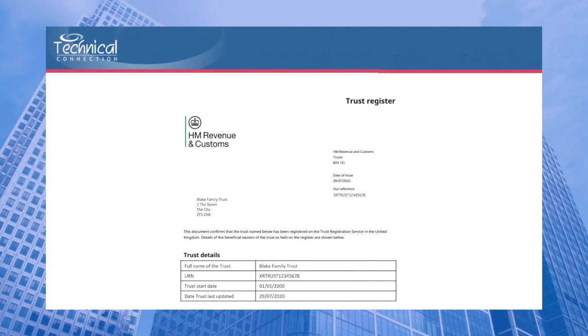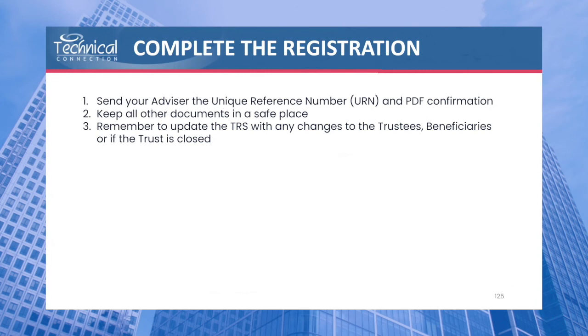Here, you get a download of the PDF confirmation, and as you can see, it's in a letter format and provides details of the latest version of what has been saved on the register. Again, I'd suggest that you save or print a copy of this and keep it with your other trust documents. You are then automatically signed out of the TRS and taken to a page to give feedback.